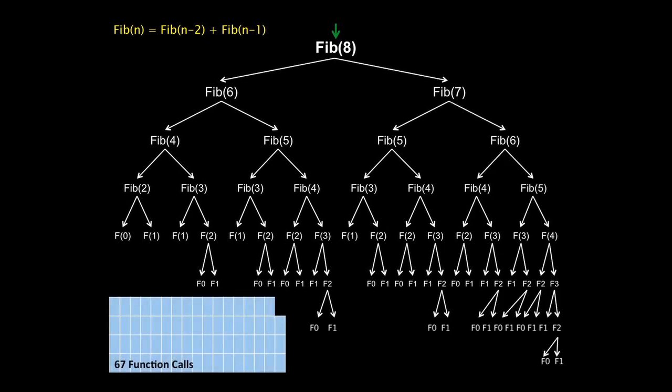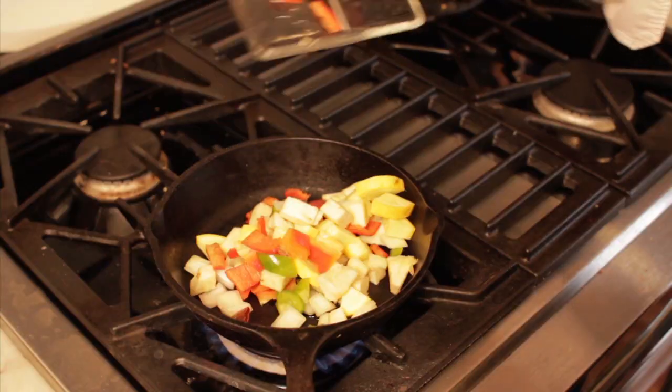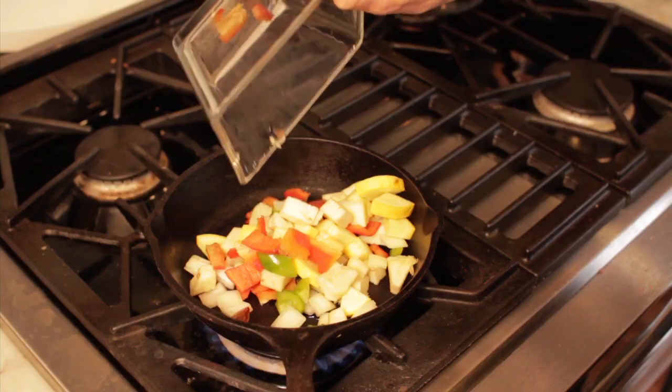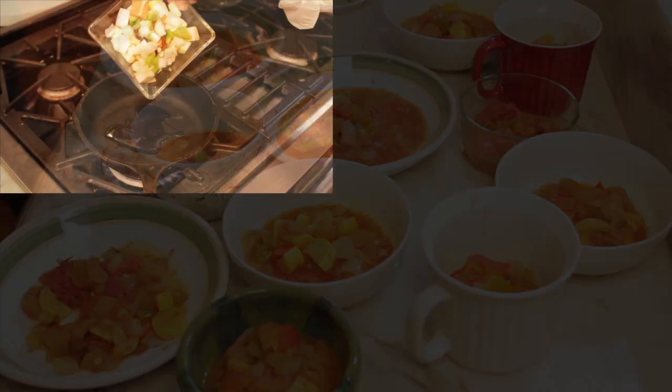You may have noticed that the same function calls are repeated several times. For example, Fibonacci of 2 is calculated 13 times. This is equivalent to asking our cook to prepare, from scratch, a cup of soup over and over again 67 times for 67 separate diners.